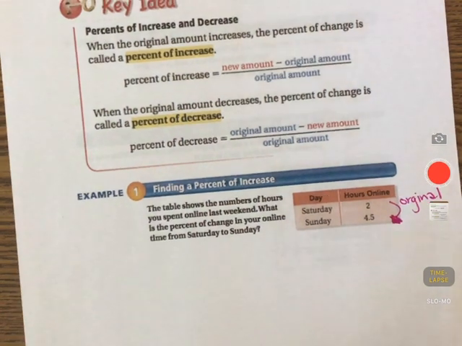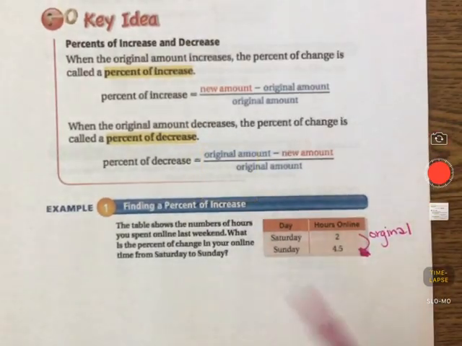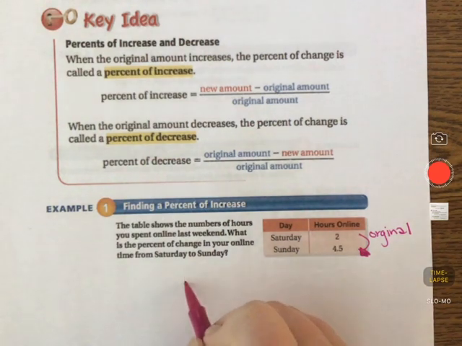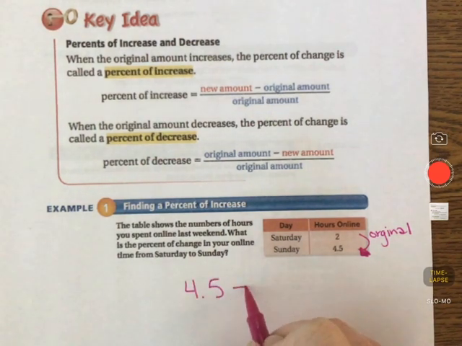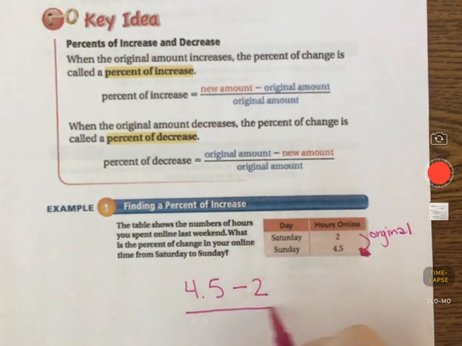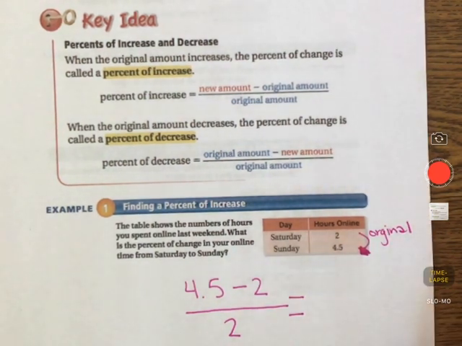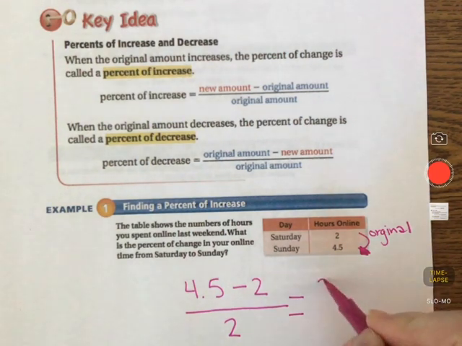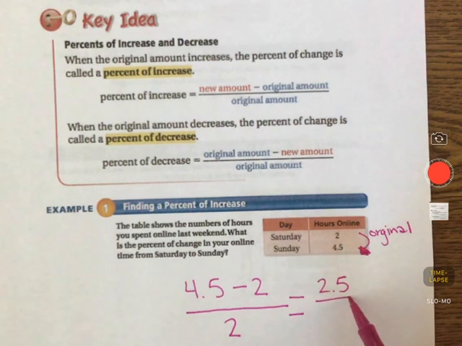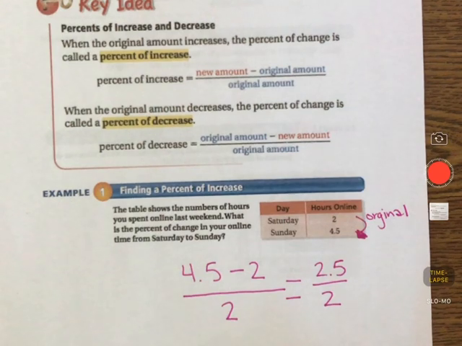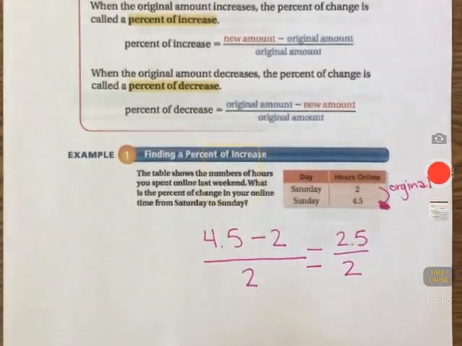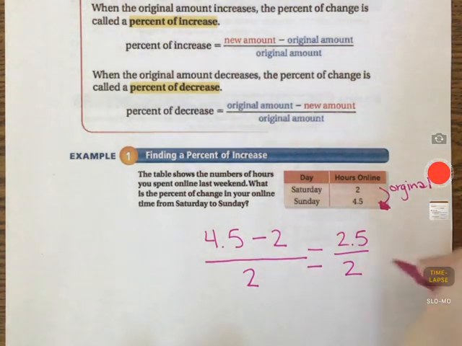So what we have to do is follow our little formula up here. We have our new amount, which is Sunday. So we have 4.5 minus our original amount of 2, over our original amount, which again is 2. So if we subtract 2 from 4.5, we have 2.5 over 2. And so what we have to do is divide this out to figure out what our percent change is. So what is 2.5 divided by 2? That is 1.25.